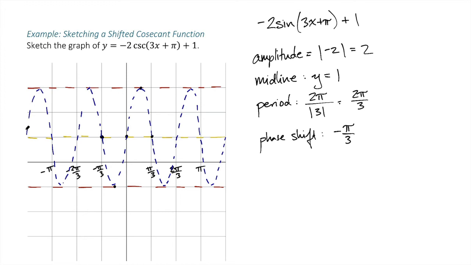Okay. Now to graph the cosecant, we look at this sine function that we drew, and everywhere that this sine function touches the midline, I will have a vertical asymptote. So I'm going to draw all of those vertical asymptotes. So that's going to be right here. And I see that it happens at every pi over 3.